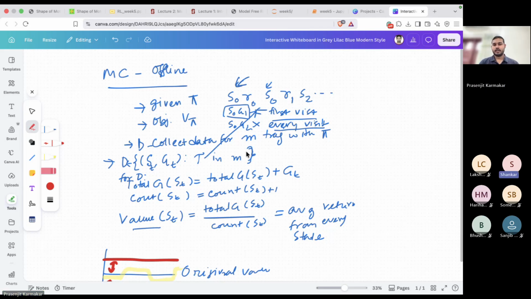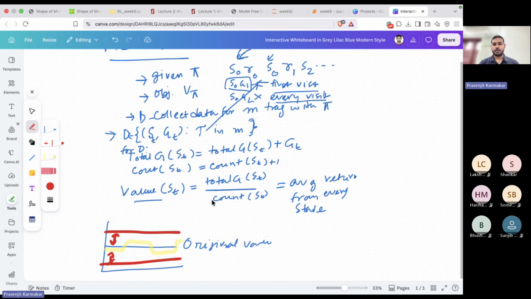Now the difference between every visit and first visit is that for first visit, the first time we go to S0, what was the G of t that I got? That is the only difference. We only take the first visit entry for a trajectory, or we take every visit of the state. In terms of the value, every visit is a little bit more biased than first visit. First visit is an unbiased estimate of the original value.